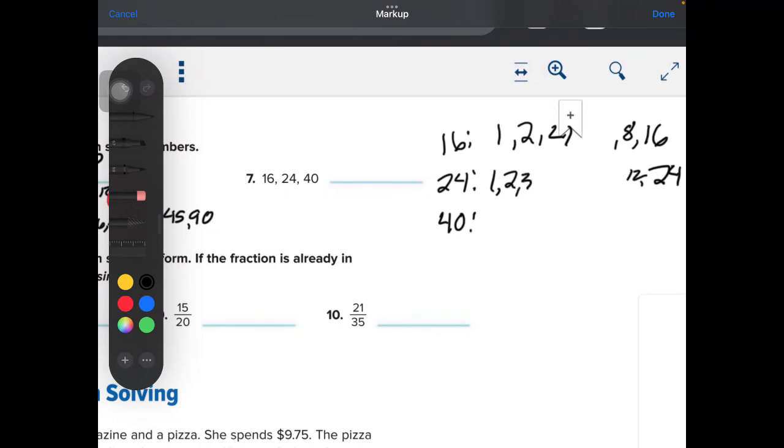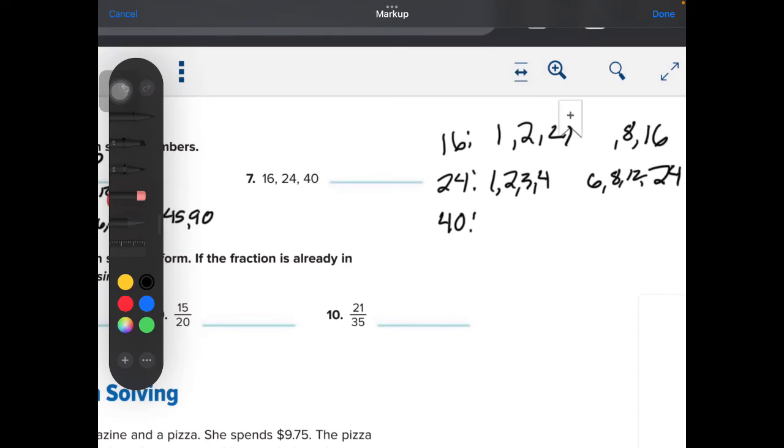3 will go into it. No, it won't. Yes, it will. 8. Almost made a mistake there. 24 divided by 4, yep.